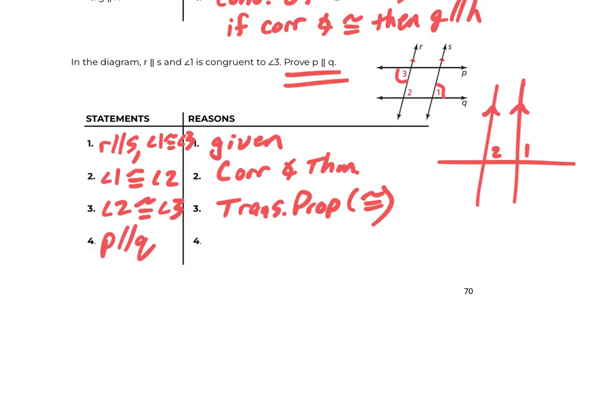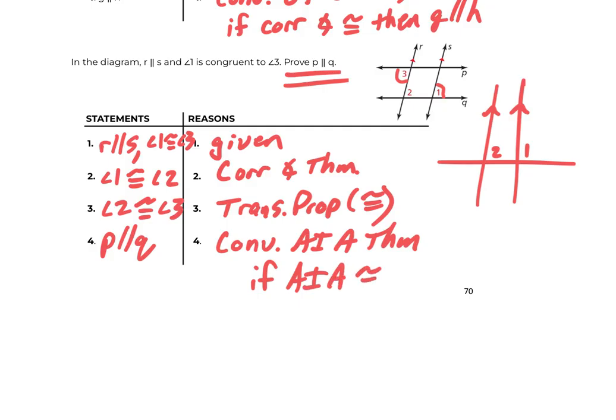And the reasoning would be the converse of the alternate interior angle theorem. So we would say if alternate interior angles are congruent, then P is parallel to Q. Once again, you don't have to have both. This is the name, this is what it says. I'm putting them both down here so you know you have some options, okay? And I'm totally okay with either one. You just have to decide which way makes more sense to you.